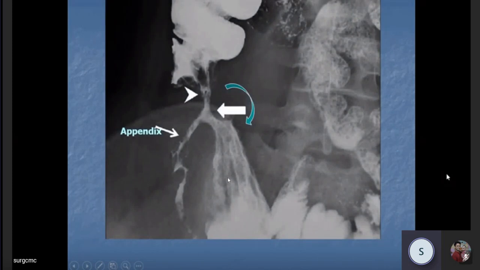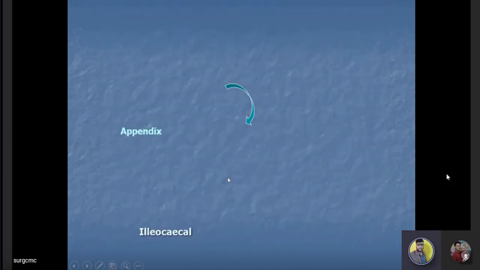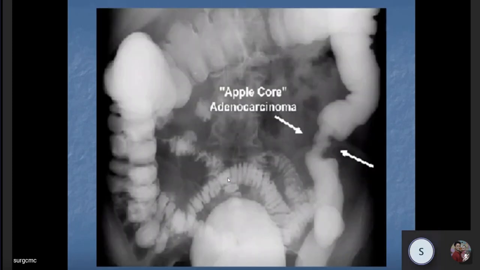So can we comment through radiology whether it is adenocarcinoma or what? Most probably, apple core lesions are actually pathognomonic of carcinoma colon. There are other pathologies in colon definitely which do not give this kind of picture. There are a few pictures I will show, different kinds of things. Apple core lesions are classical in case of carcinoma colon.